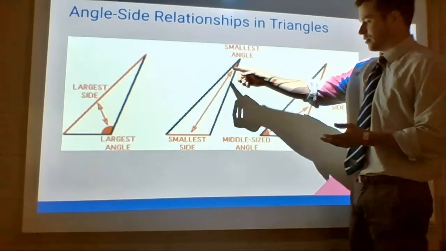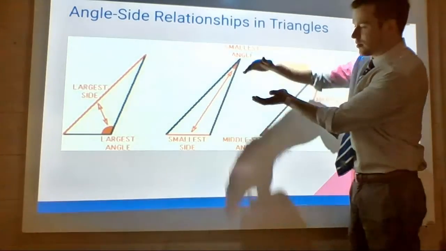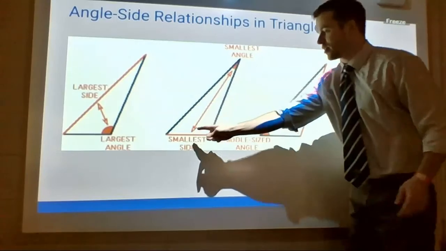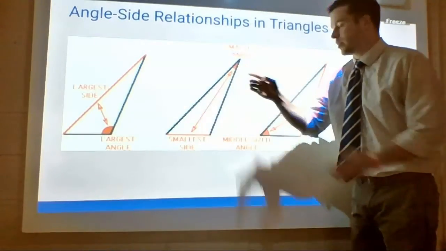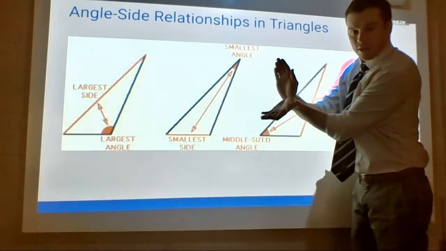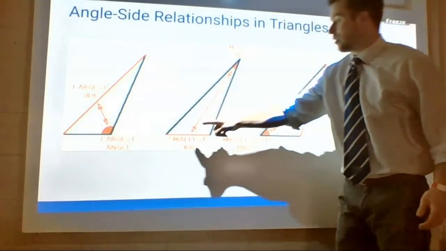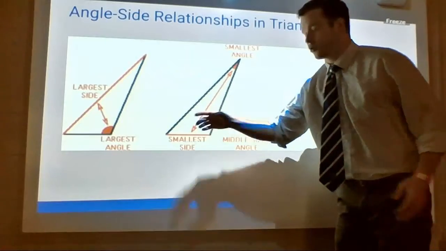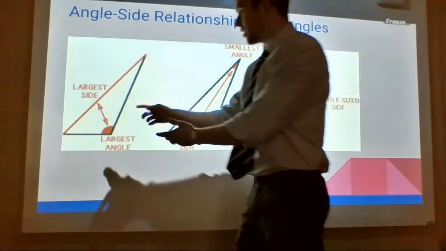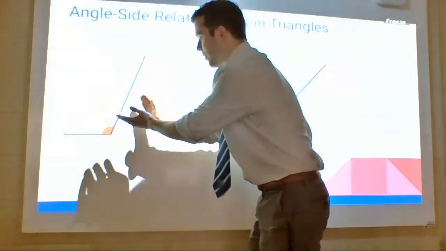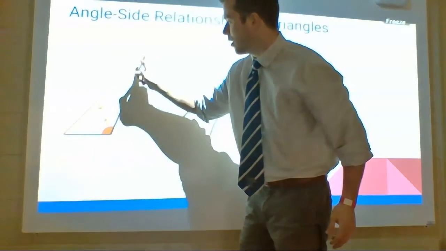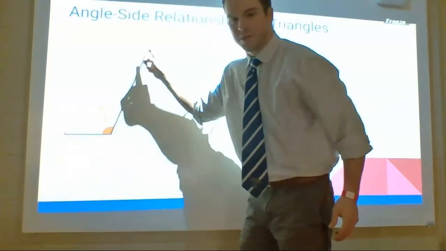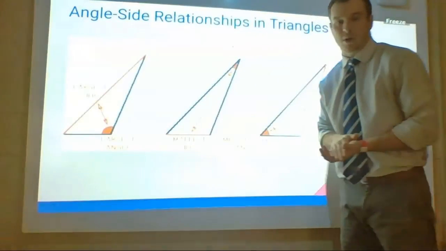Take this smallest angle. If we increase the size of that angle, what's going to happen to the side it's opposite of? If we make it bigger, then that opposite side should grow larger as well. Or if I take this largest angle and make it smaller, then the side opposite of it is going to become smaller as well.